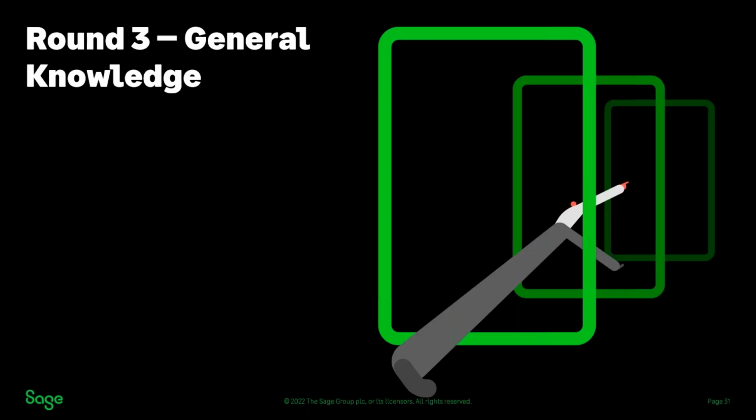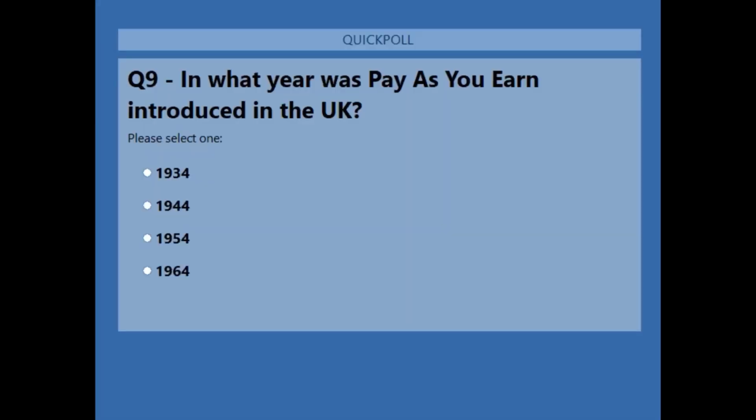But we'll get things started with question number 9, which is, in what year was pay-as-you-earn introduced in the UK? Was it 1934, 1944, 1954, or 1964? So what year was pay-as-you-earn introduced in the UK?